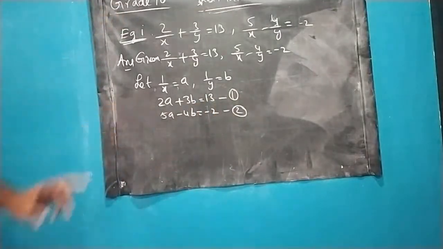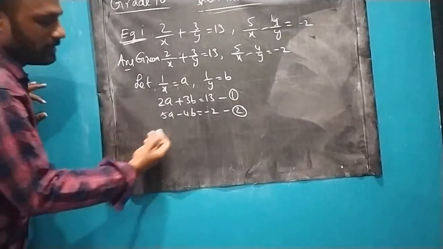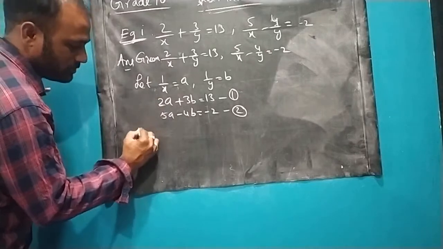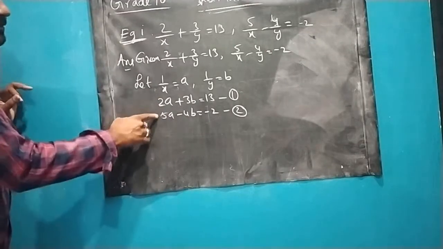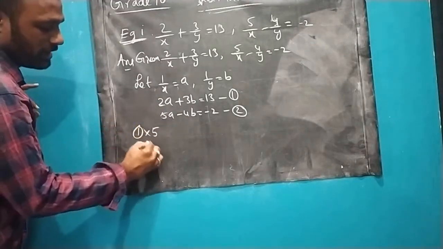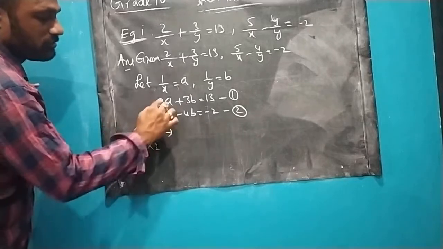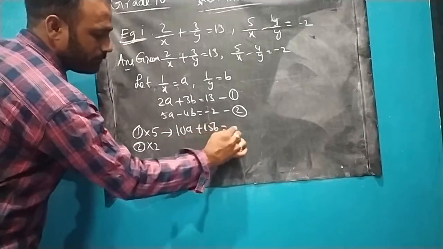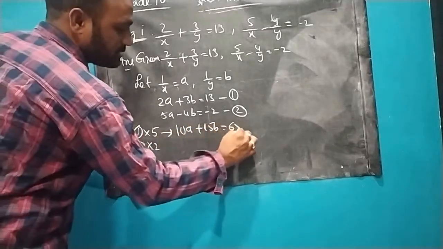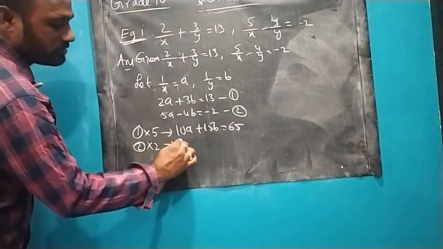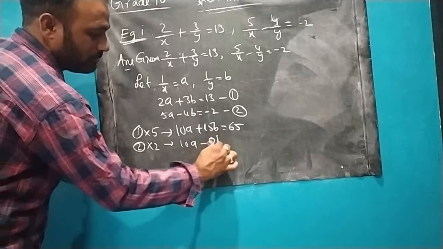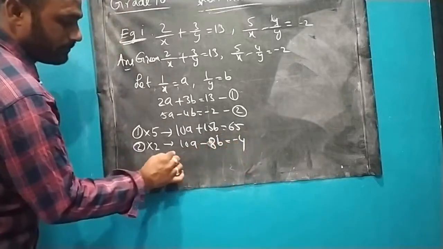Now, after getting two equations, I already said that we have three methods, so we can apply any of them. Let me do the elimination method for this. The first equation, I will multiply with 5. The second equation, I will multiply with 2. So the first equation, multiplied by 5, becomes 10a plus 15b is equal to 65. The second equation is 10a minus 8b is equal to minus 4.